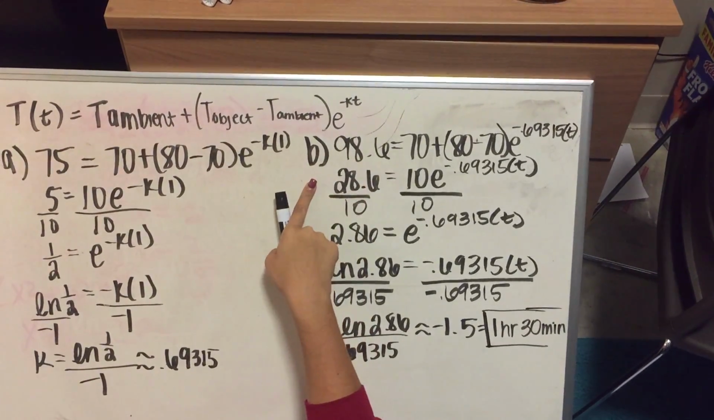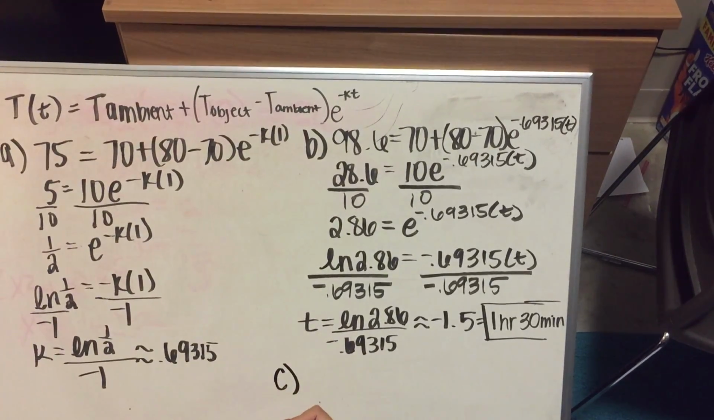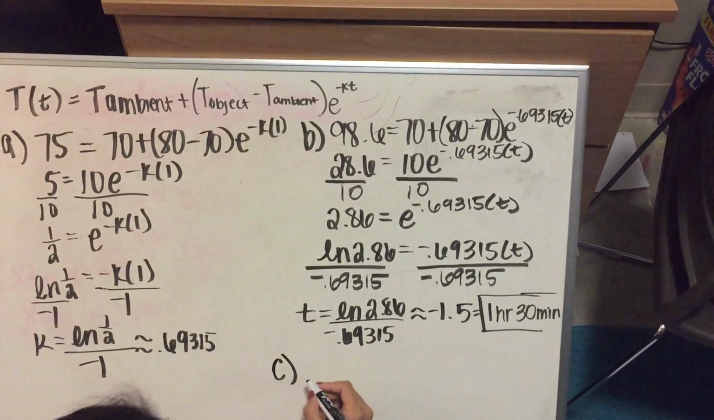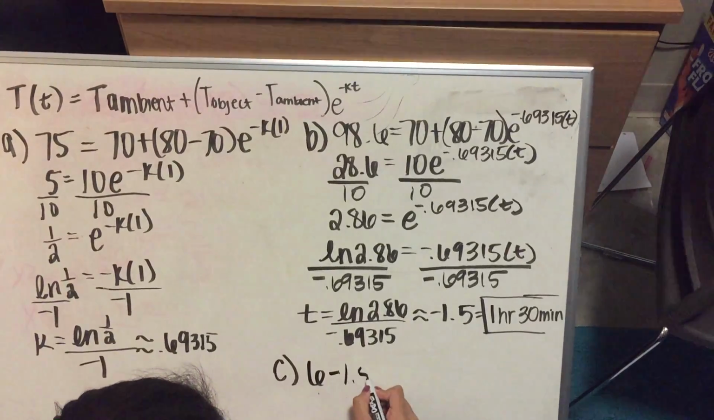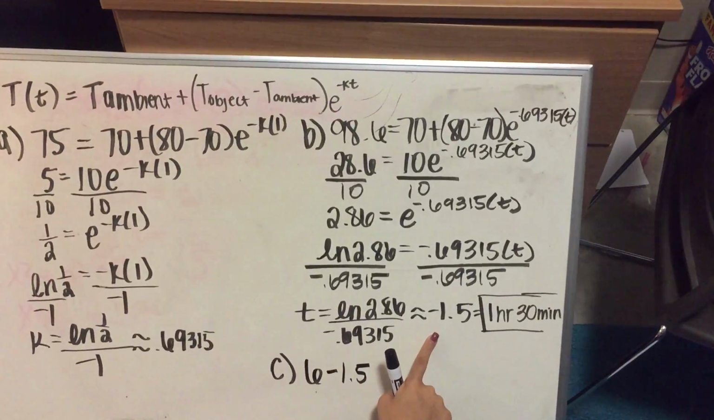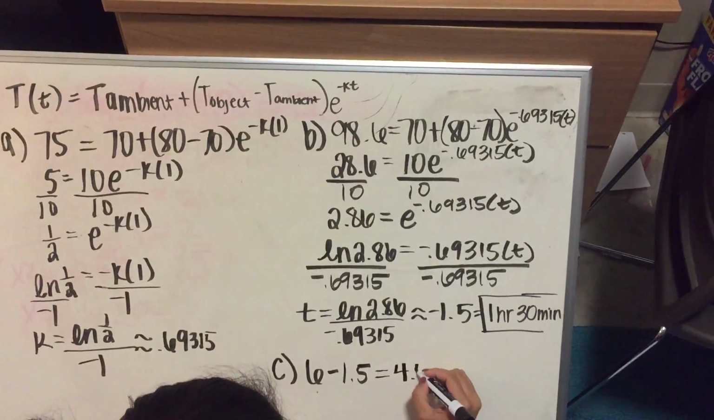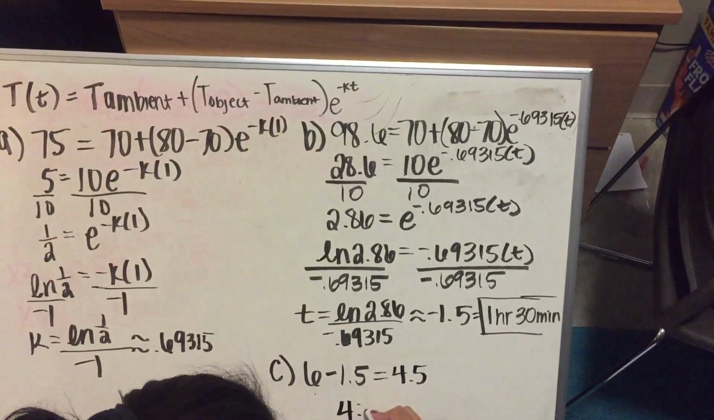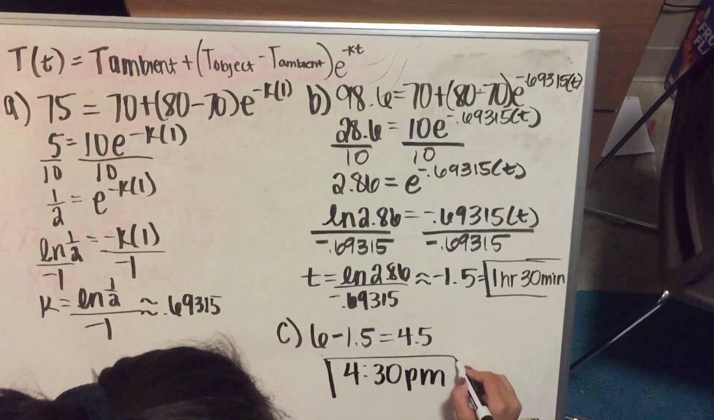And that being part B takes us into part C, which for part C, we have to discuss and determine the approximate time of death. So the body was found at 6 p.m. Subtract 1.5, because that's how much time has passed from the time of death to the time of discovery. And that gives us 4.5, which is equivalent to 4:30 p.m. And that was the time of death.